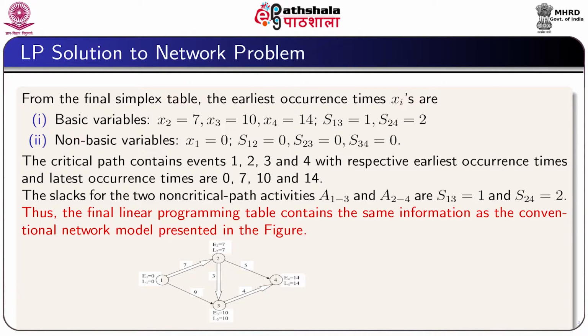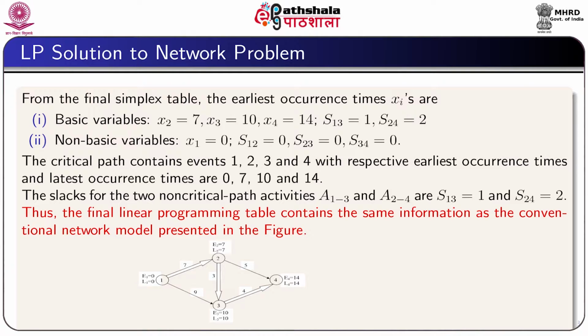The final table shows the earliest occurrence times xi as the basic variables x2 equal to 7, x3 equal to 10, x4 equal to 14, s13 equal to 1 and s24 equal to 2, whereas the non-basic variables x1 equal to 0, s12 equal to 0, s23 equal to 0 and s34 equal to 0. This means that the critical path contains event 1, 2, 3, 4 with respective earliest occurrence times and the latest occurrence times 0, 7, 10 and 14.